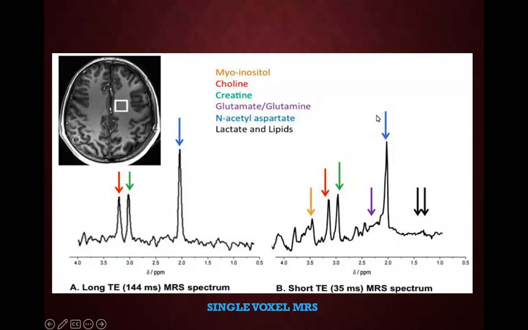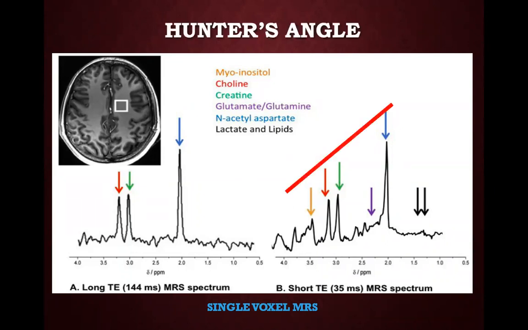This angle that we see here is what is called the Hunter's angle. This is supposed to always be acute. Remember, the largest peak that you see, usually the blue one, is the NAA peak, which is the tallest peak. Even though I understand the concept of ppm, nobody is going to ask you the value for it. But remember, the tallest peak is NAA, and Hunter's angle is always acute normally.